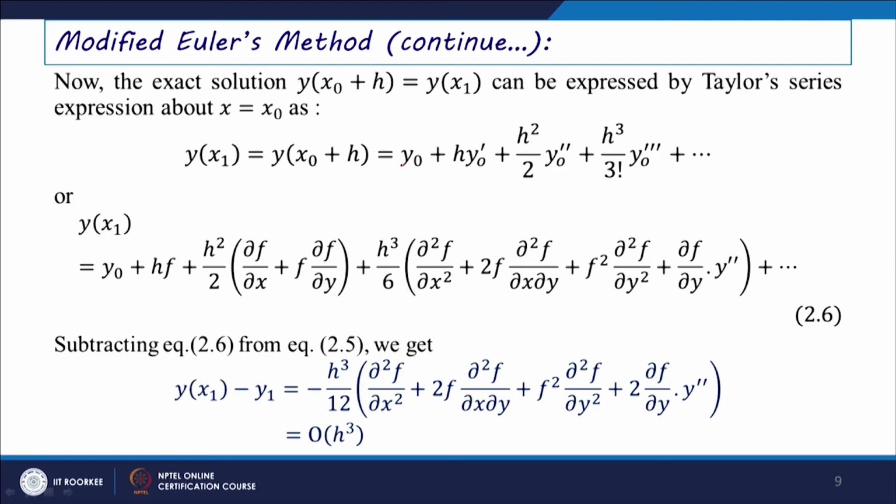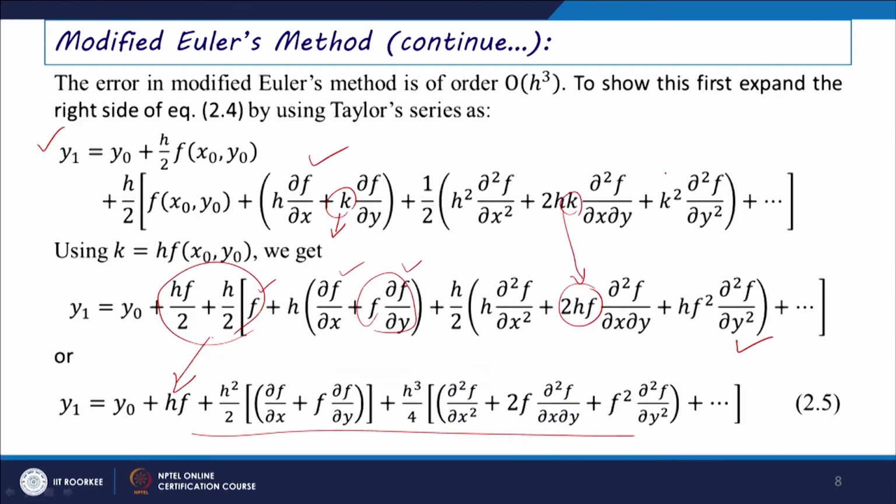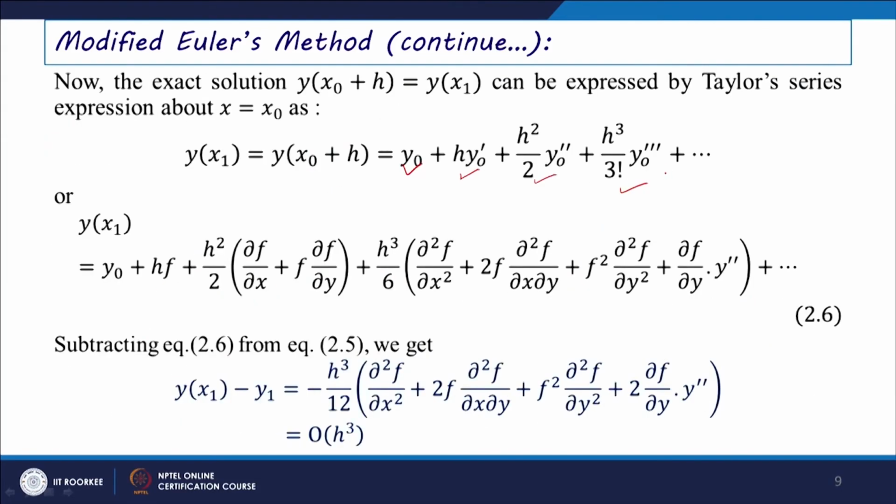that is nothing but y of x1. If we take the Taylor series expansion, we directly obtain y of x0 plus h, which can be written as y0 plus h y0 dash plus h square by 2 y0 double dash plus h cube by 3 factorial y0 triple dash. And if we subtract from the earlier formulation, where y1 is there and this is y of x1, if we take the difference, we find that this term is 0, this term is 0, this term is 0 here.